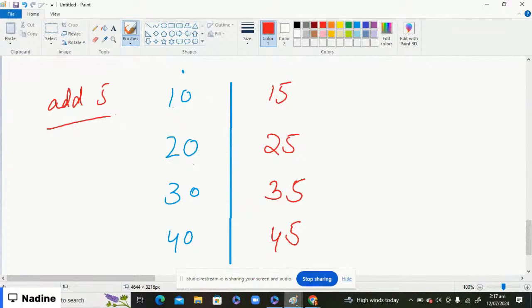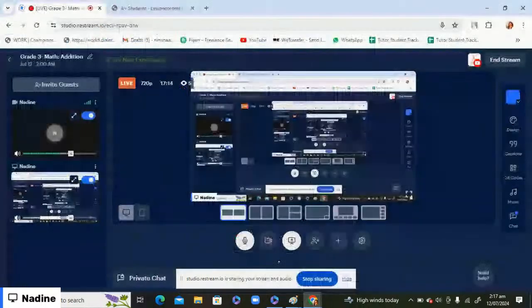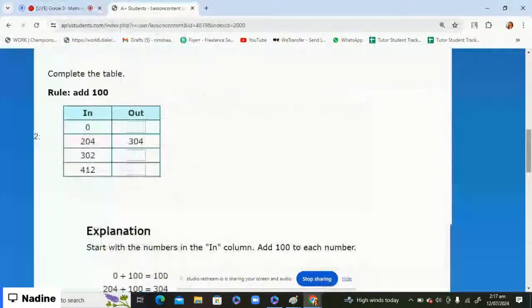So let's just do the test. Look at this question: complete the table. Now the rule is here, add 100. In that one we are going to add 3. Okay, I'm just checking my mic. So this starts from 0, then it's 204, 302, and then what comes next? The next digit is 412.